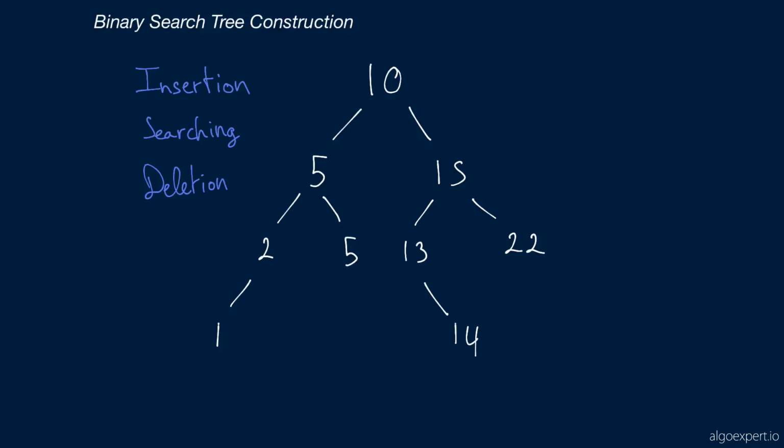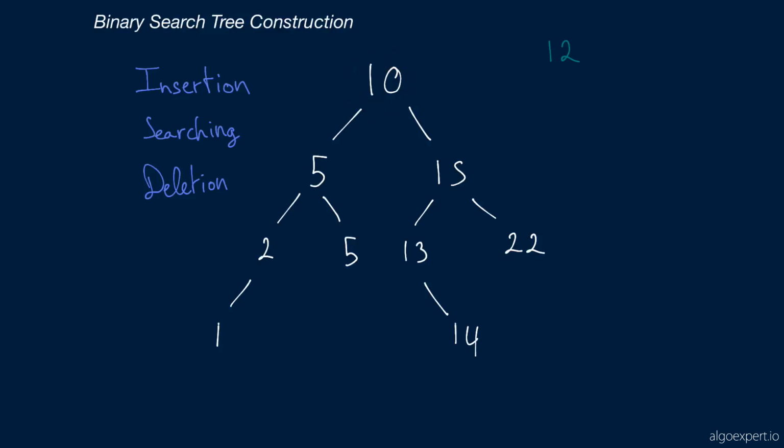So let's say that we want to insert the number 12 in this BST that we've got in front of us. So the first thing we're going to do, obviously, is call the insertion method on the BST, meaning on the root node.